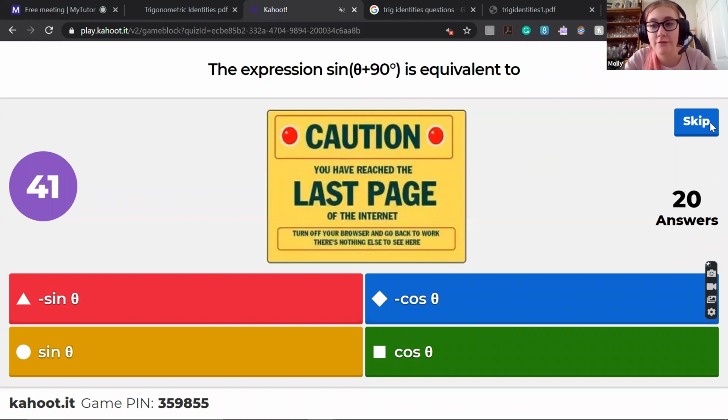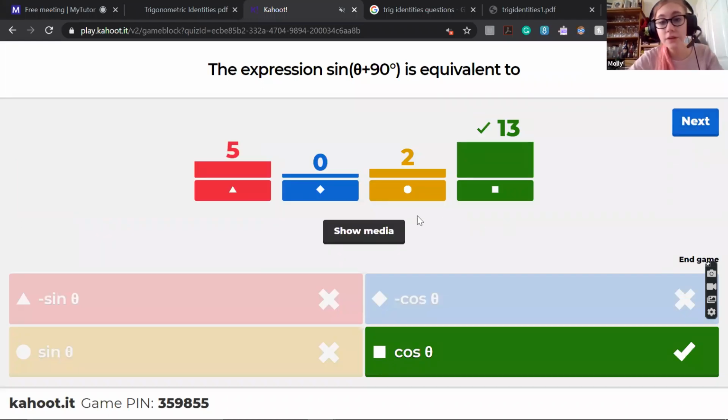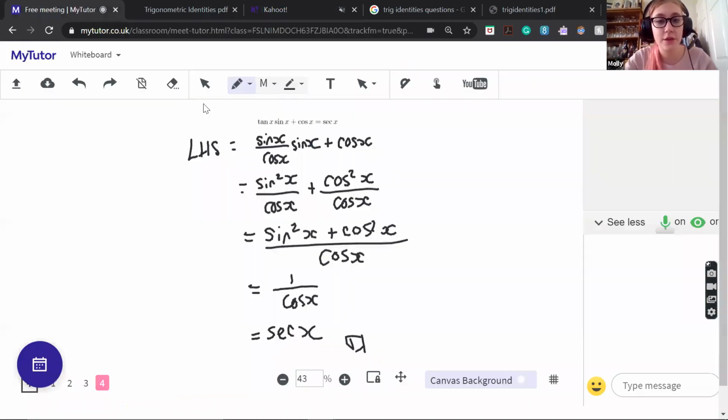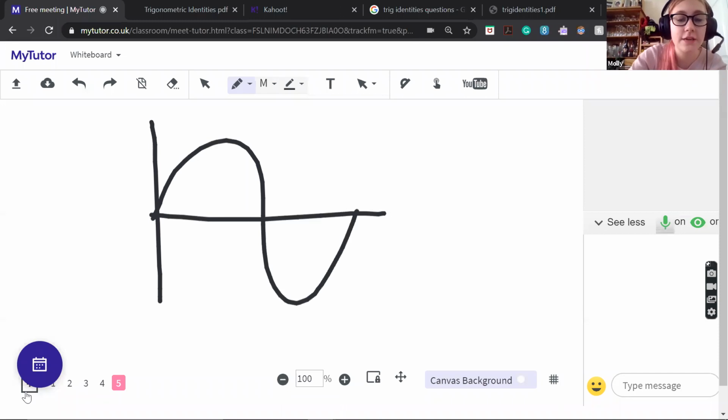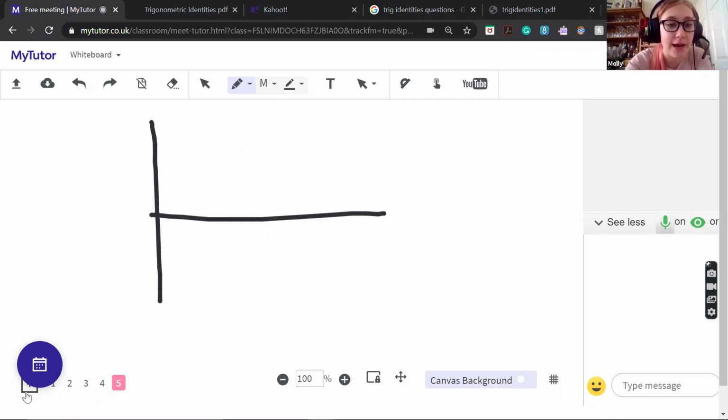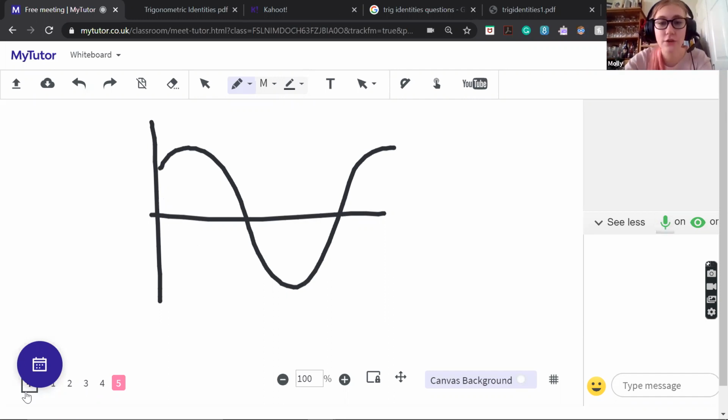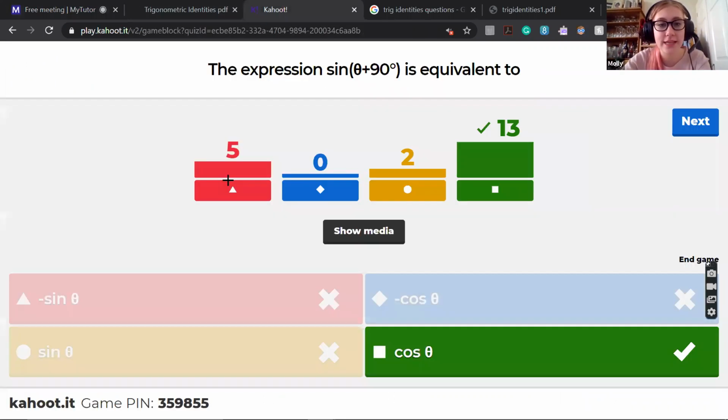Okay, sorry if I haven't given you enough time. Well done though. Lots of people got that. So the way that you think about it is that this is the graph of sine theta. And if you remember from our transformations lesson, adding 90 degrees shifts it back 90 degrees. So we shift it back and we get this, which is the cos theta graph. So that's how that one is done.